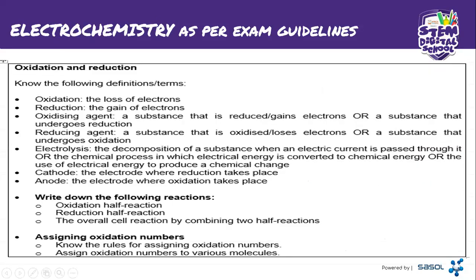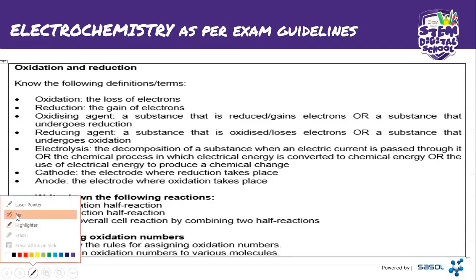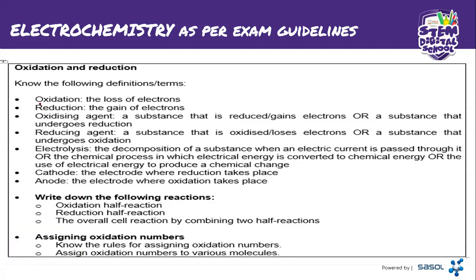Right, so we have talked about the following definitions that we have to know, and that is the definition for oxidation, for reduction, a definition of an oxidizing agent, a definition of a reducing agent, the definition of electrolysis as a chemical process, the definition of what a cathode is, and the definition of the anode. I hope you remember that, my dear learners.